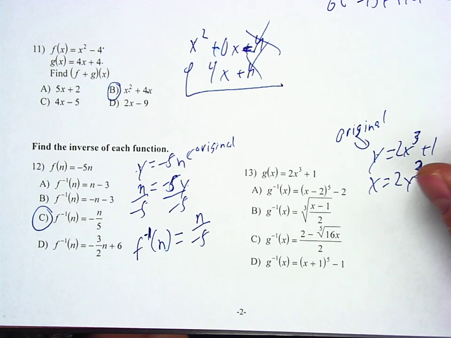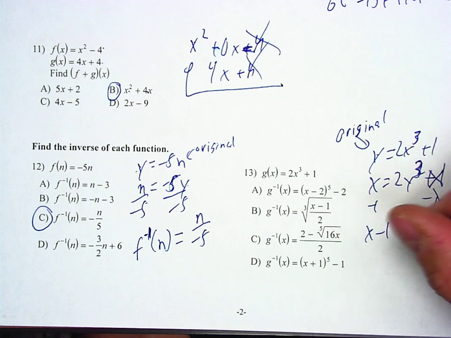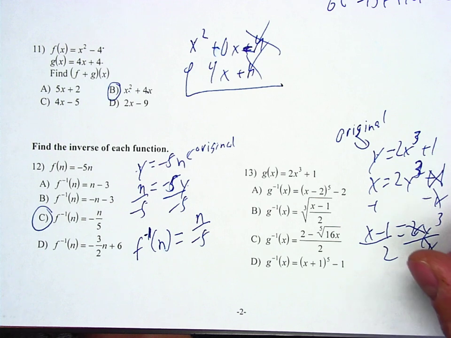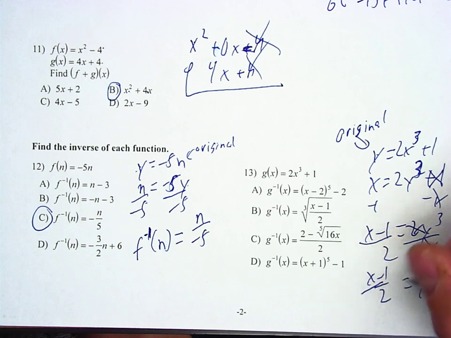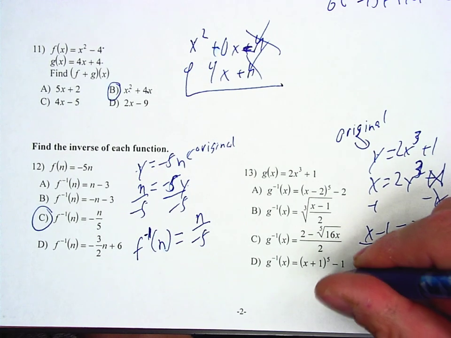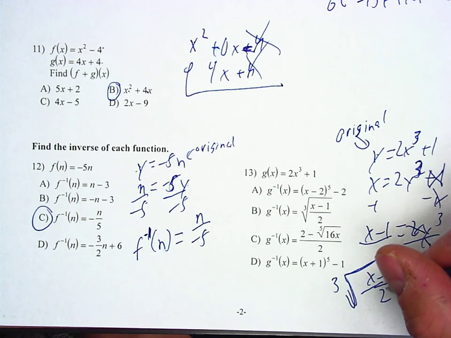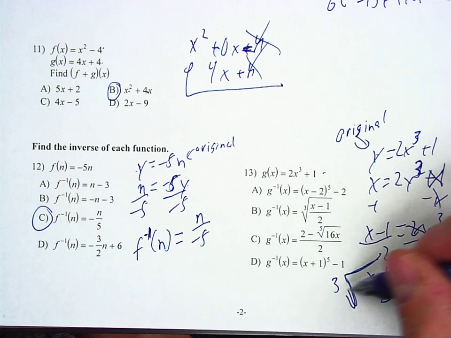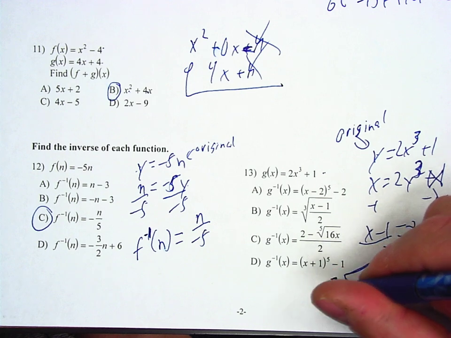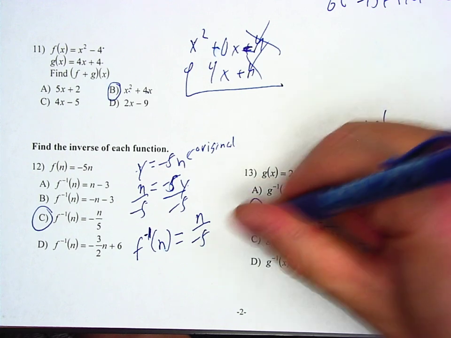So now I'm going to solve this for y by taking away 1 from each side. So x minus 1 is equal to 2y cubed, dividing each side by 2. y cubed equals x minus 1 divided by 2. And then cube rooting both sides. To undo this cubed, I'm going to do a cube root, third root. So the inverse of this g of x, g inverse of x, is equal to the cube root, the third root, that's why this 3 is here, of x minus 1 over 2. Option B.